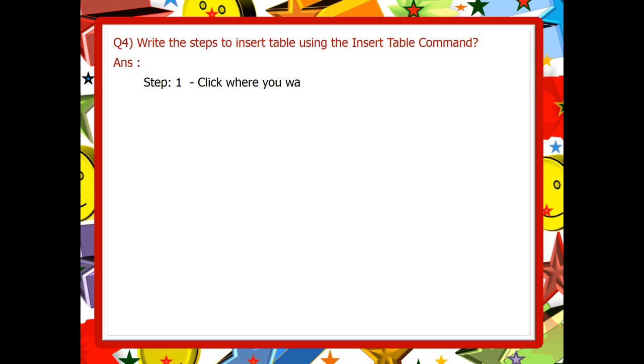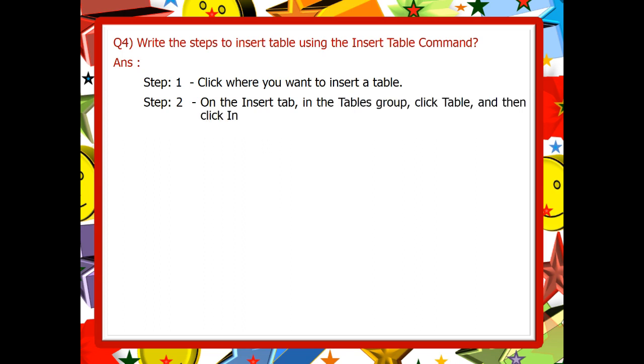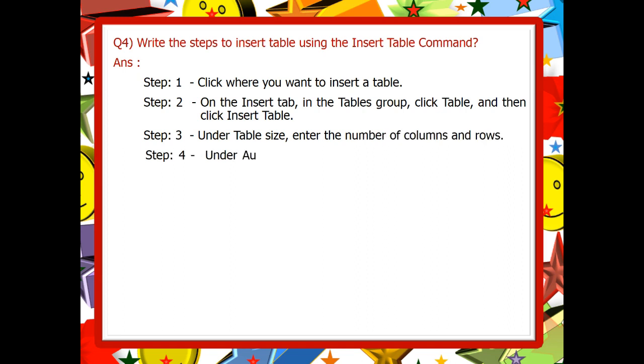Question number 4. Write the steps to insert a table using the Insert Table command. Step 1. Click where you want to insert a table. Step 2. On the Insert tab, in the Tables group, click Table and then click Insert Table. Step 3. Under Table Size, enter the number of columns and rows. Step 4. Under Auto Fit Behavior, choose options to adjust the table size.